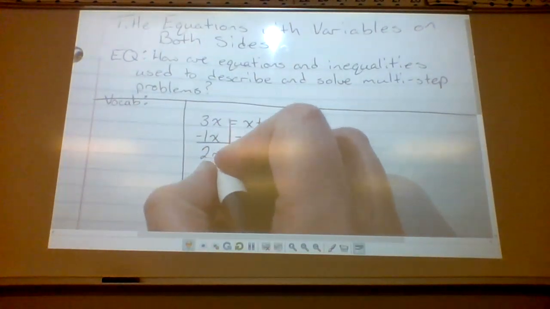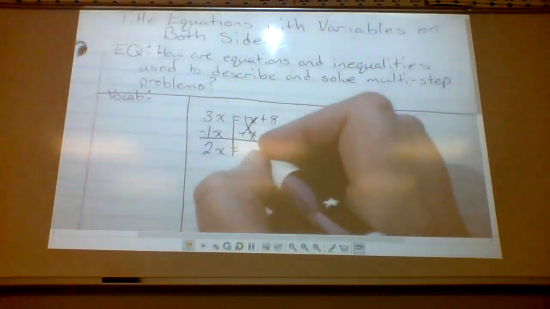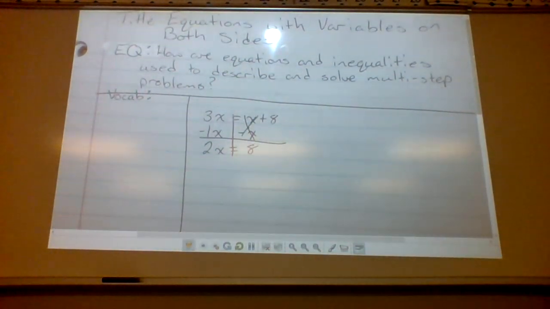So that is 2x equals, well, since the variables cancel out, we have 8. Now it's a one-step equation. Plus 8 is the same as positive 8, so we can just put 8. Where's the variable? Is it by itself? No, there's 2x.